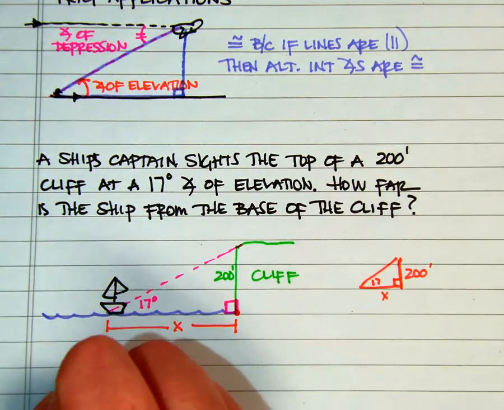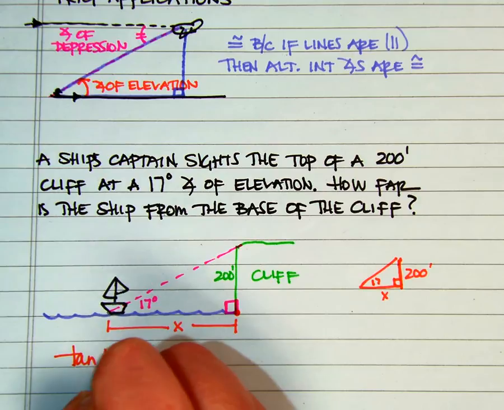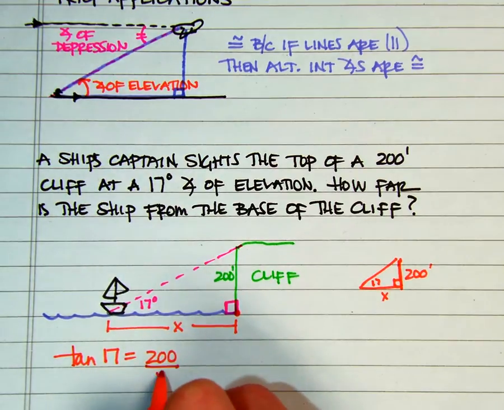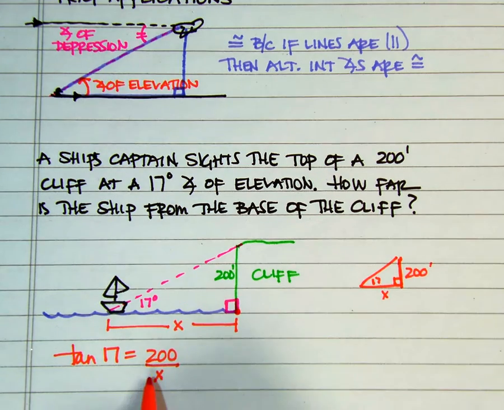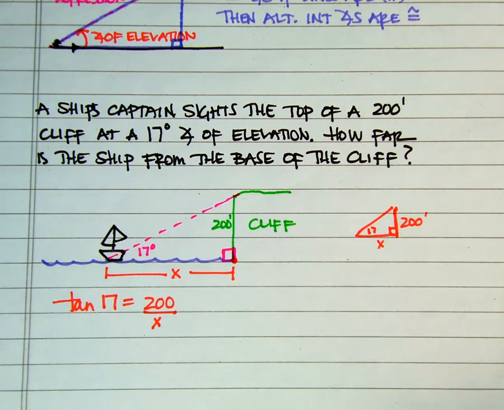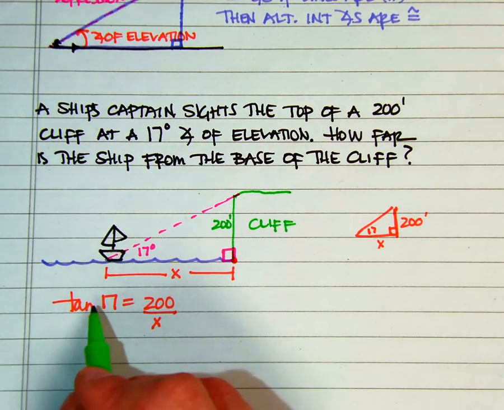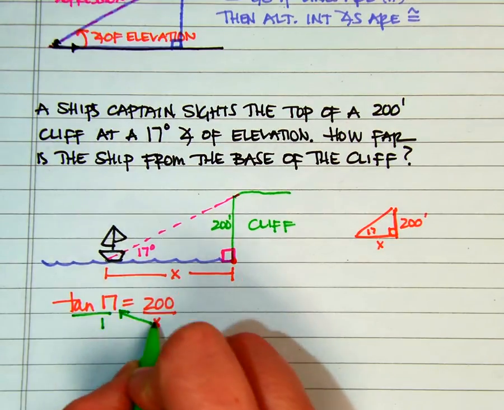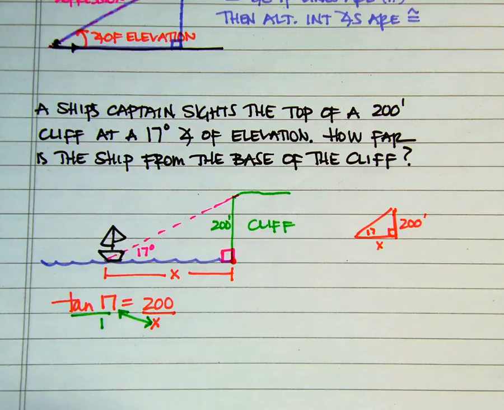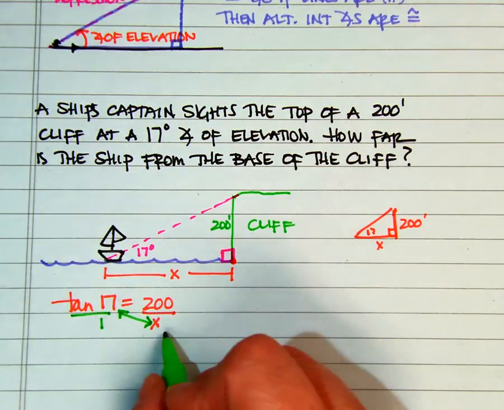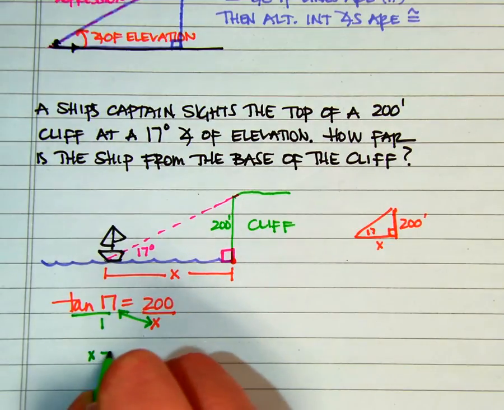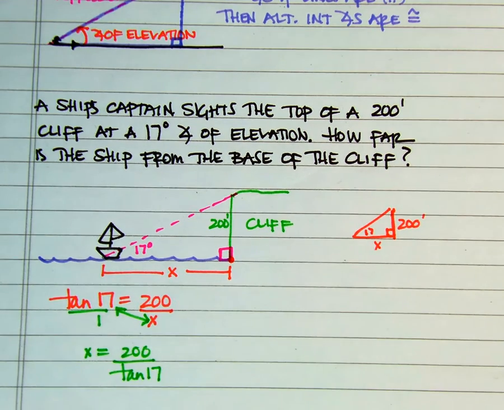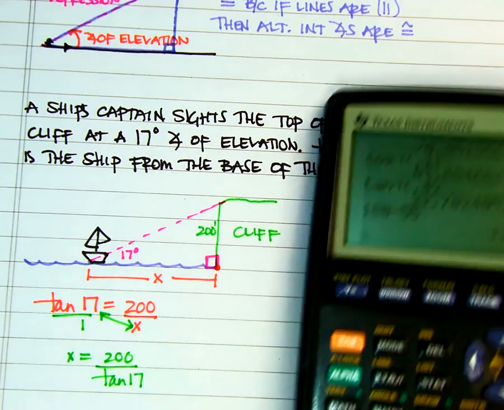Hopefully you said tangent. So the tangent of the angle of 17 equals the opposite over the adjacent. Because I have a variable in the denominator, I could multiply both sides by X and divide both sides by the tangent of 17. I know that by a property of proportions, I can just switch that numerator and that denominator, which gives me X equals 200 divided by the tangent of 17.